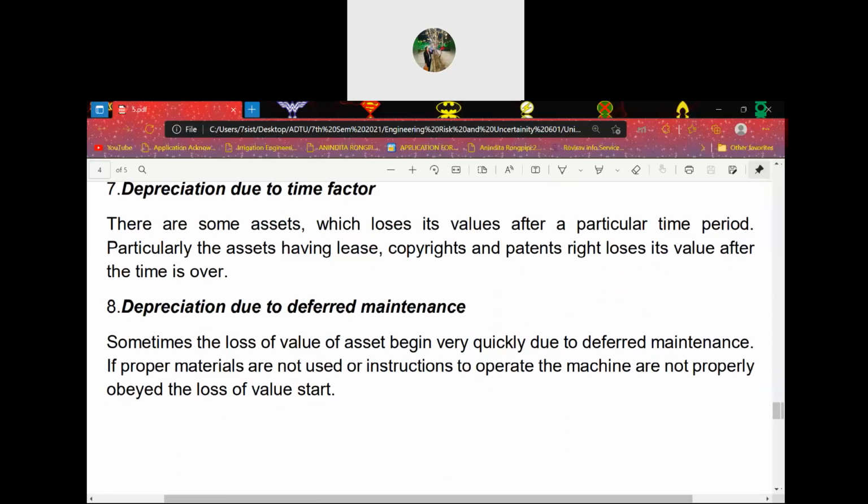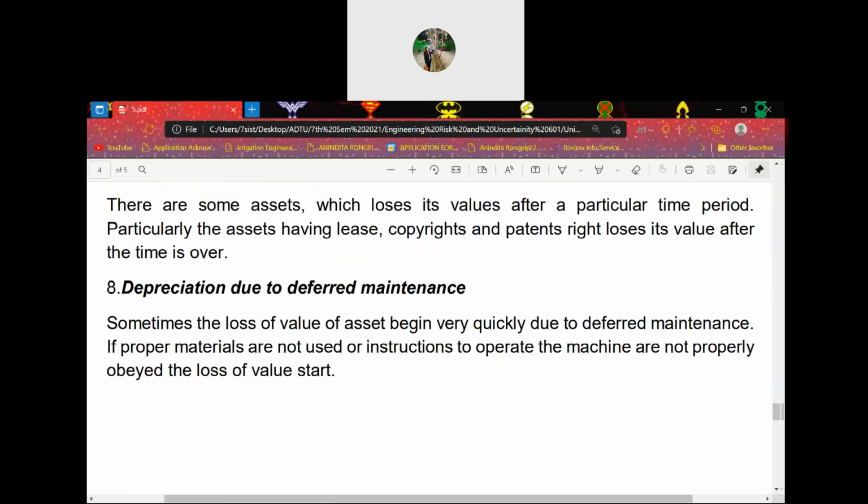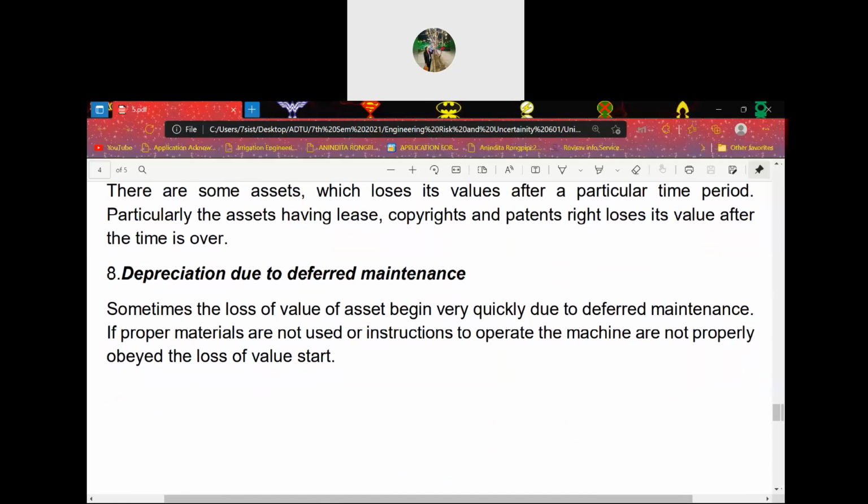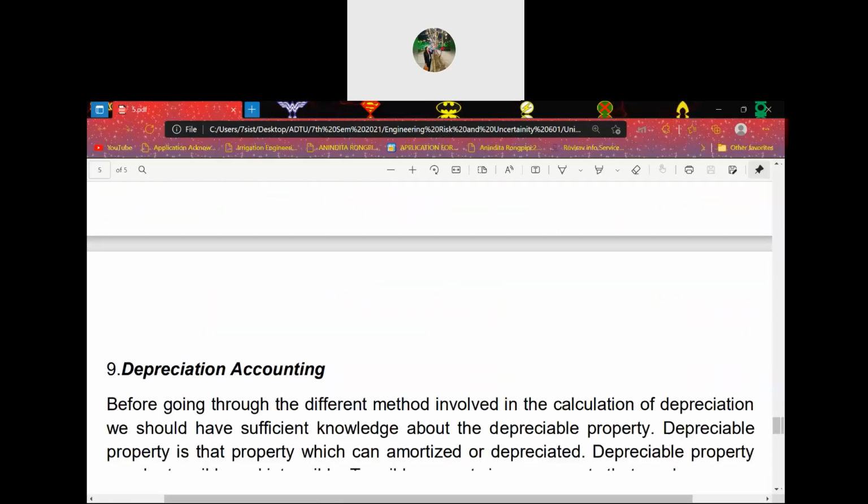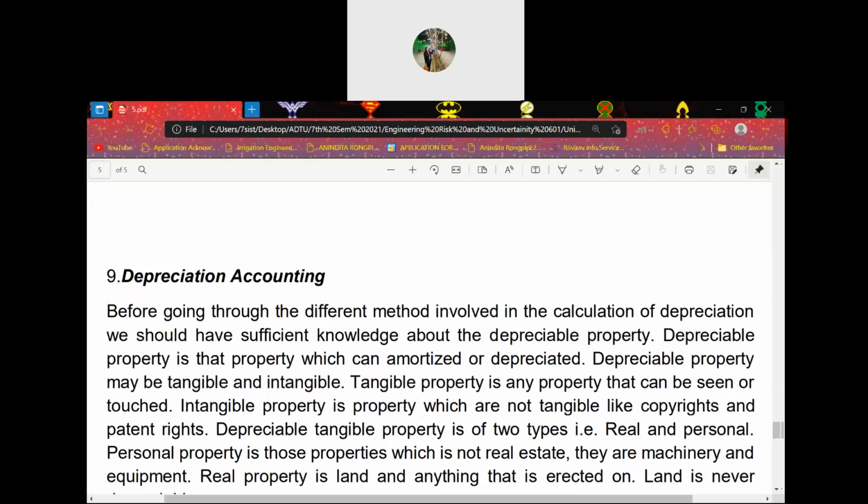Number 8, depreciation due to deferred maintenance. Sometimes the loss of value of an asset begins very quickly due to no maintenance or less maintenance. If proper materials are not used or instructions to operate the machine are not properly obeyed, the loss of value starts.